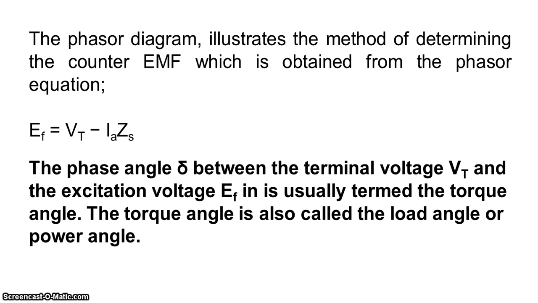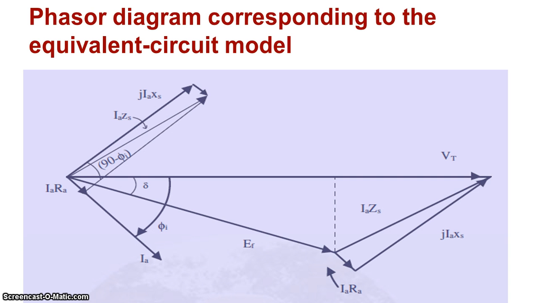The phase angle delta between the terminal voltage VT and the excitation voltage EF is called the power angle. The angle that you see here in this phasor diagram is named delta. This delta is what we are briefing you about. It is called the power angle or the load angle, or also could be called the torque angle.